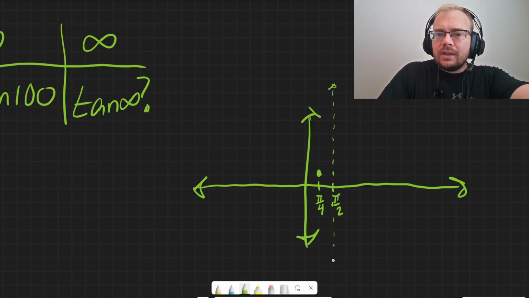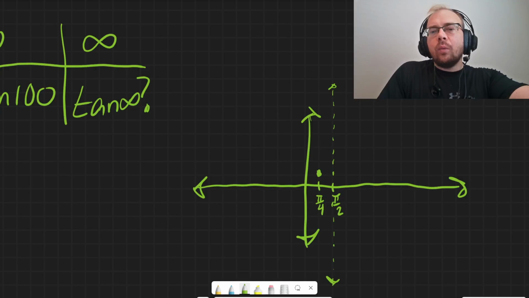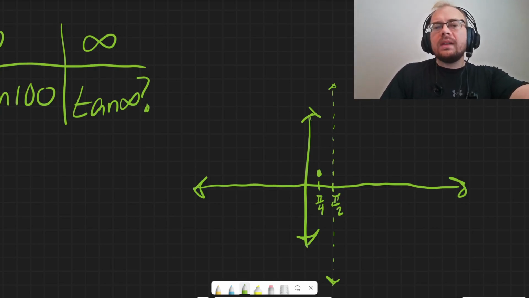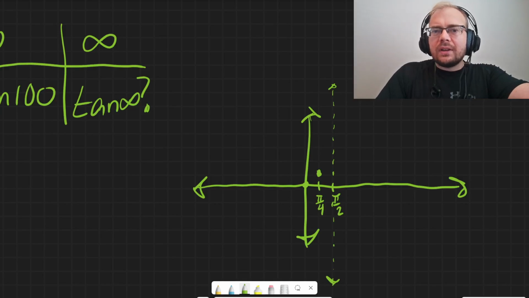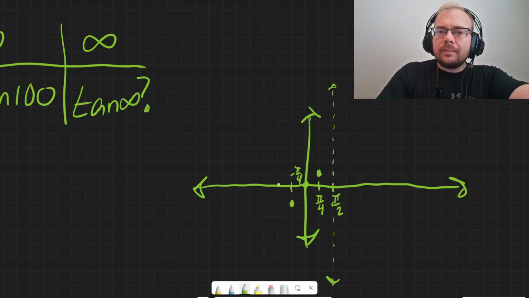Because tangent is the sine over the cosine. The sine of pi halves is 1, but the cosine of pi halves is 0, so it's 1 divided by 0. Tangent of 0 is 0, because again, it's the sine of 0 over the cosine of 0. Sine of 0 is 0, cosine of 0 is 1, 0 over 1 is 0. Over here we have negative pi fourths, which is negative 1, and then negative pi halves, which is also undefined. So we have some of our undefined values here.